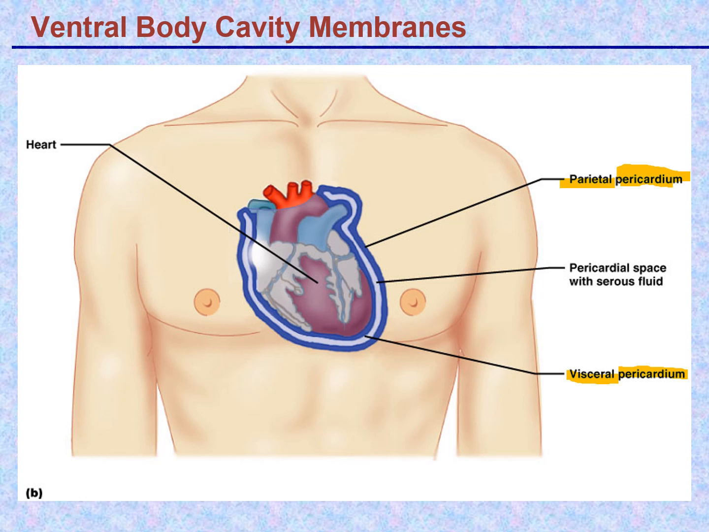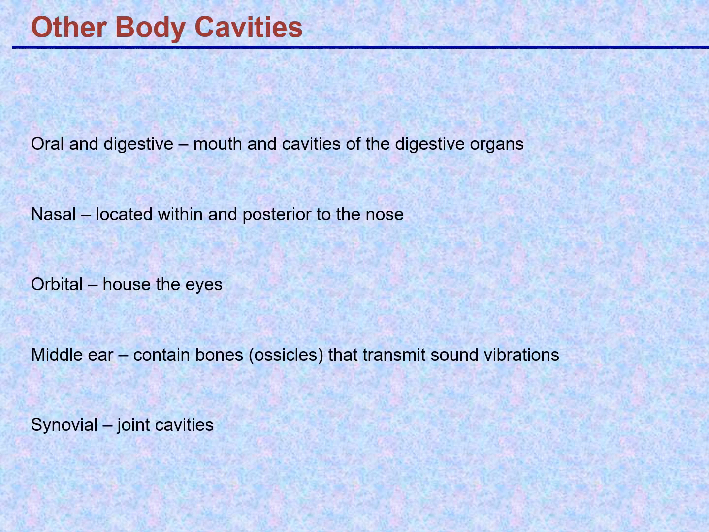Okay, so you have these membrane structures, and in between the two you have serosal fluid so that they slide nicely. These organs are moving, your lungs are moving, your heart is beating. It's protected by the membrane. It's not rubbing in any way. Well, there is some slight friction, but for the most part, between the two layers of membrane, it's sliding nicely because of the serosal fluid. There are other body cavities, and they include the oral, digestive, nasal, orbital, middle ear, and synovial. Synovial cavities are in joints.